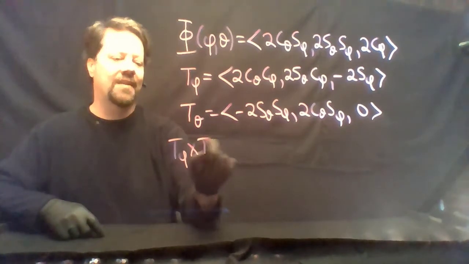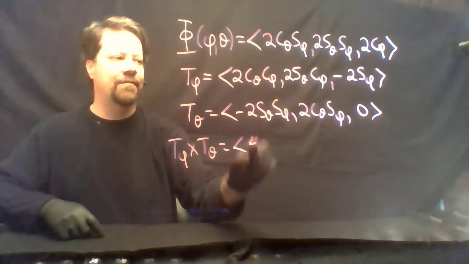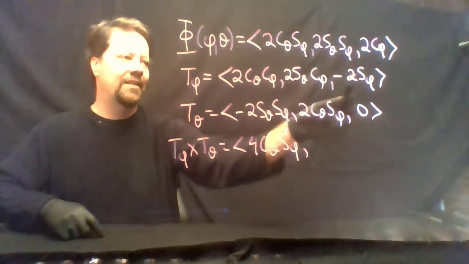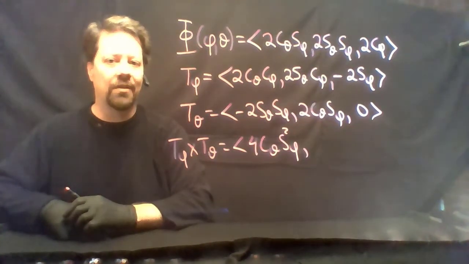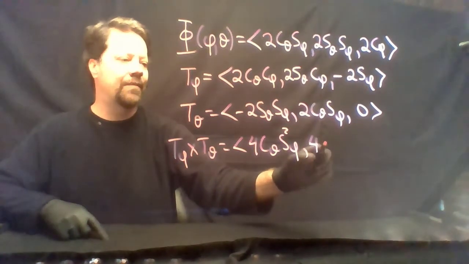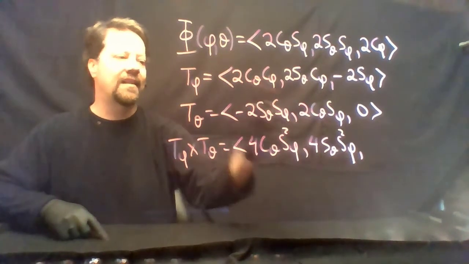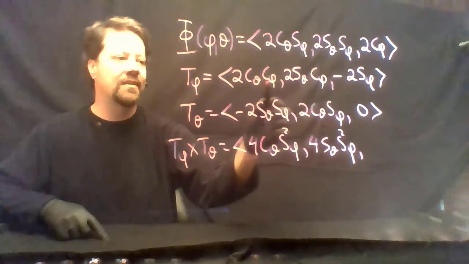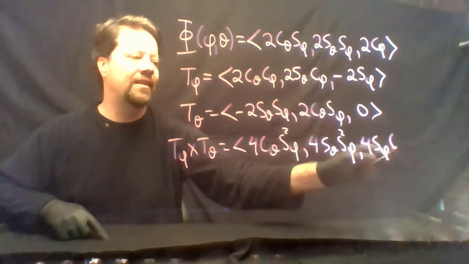T phi cross t theta then will be minus a negative, that's 4 cosine theta sine squared phi. Here we get minus the product of two negatives, and we switch the sign on the middle cofactor. That's 4 negatives. That gives us a positive 4 sine theta sine squared phi. And then on the last coordinate, we have a 4 cosine squared plus a 4 sine squared. Sine phi cosine phi, that's 4 sine phi cosine phi.